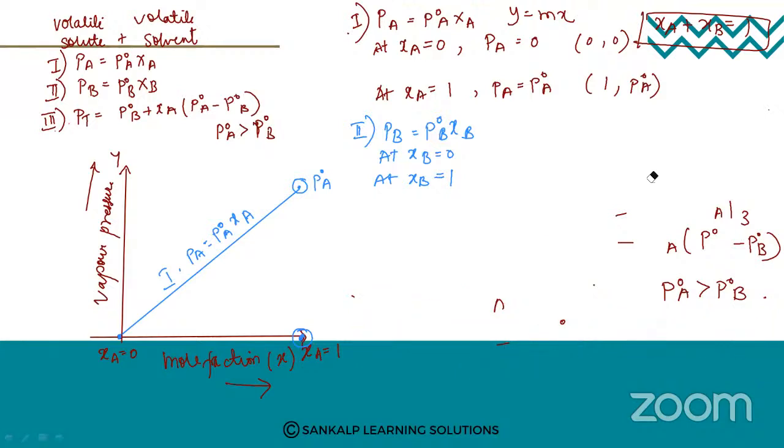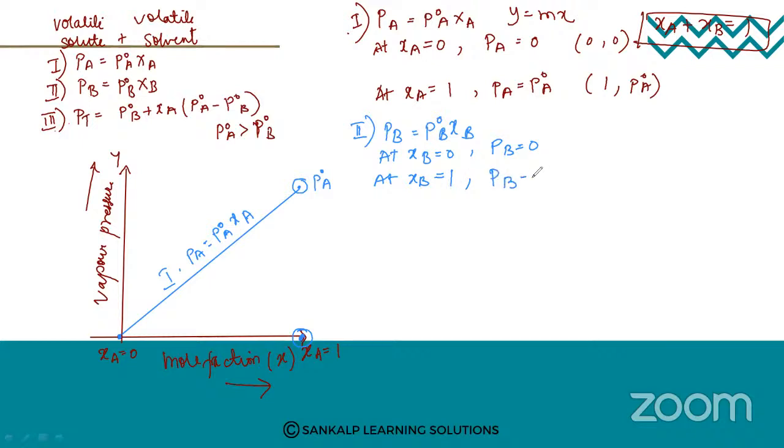See the values, you just have to substitute. At psi B equals 0, PB will also be equal to 0, right? 0 into 0 is 0. Then when psi of B equals 1, PB will be equal to P naught B. So what are the points? This is 0 and 0, and this is 1 and P naught B.